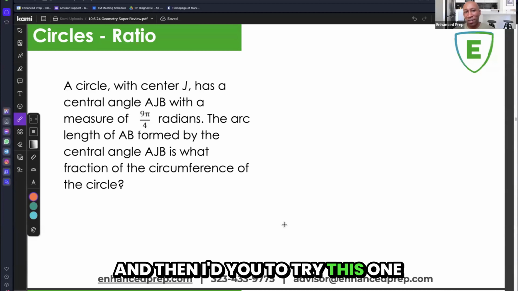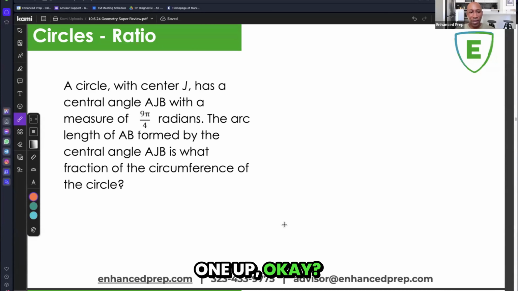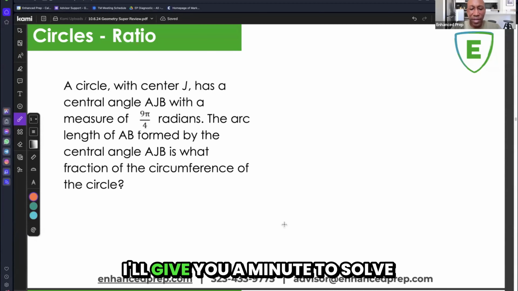Okay, so check out this question. And then I'd like you to try this one out and think about how to set that one up, okay? I'll give you a minute to solve this one.